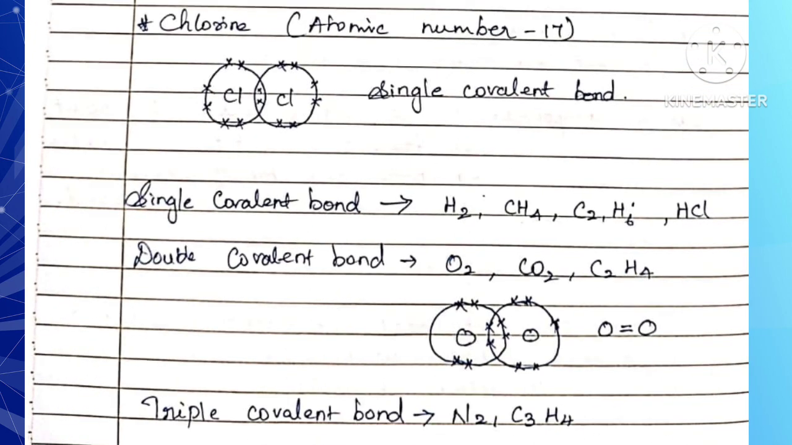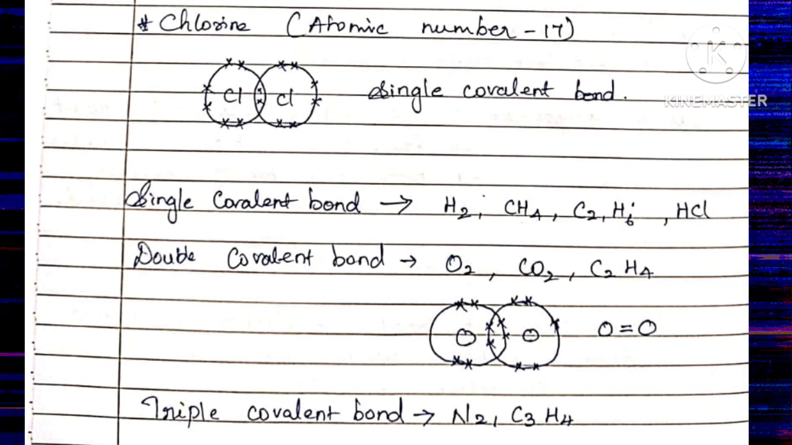Now we can see the examples for single covalent bond, double covalent bond, and triple covalent bond here, with the structures showing how they share electrons through the covalent bond. For single covalent bond, we have hydrogen, methane, ethane, and hydrochloric acid, and for double covalent bond, oxygen, carbon dioxide, and ethene. Coming to triple covalent bond, we can see the example as nitrogen and ethyne, butane, propane.